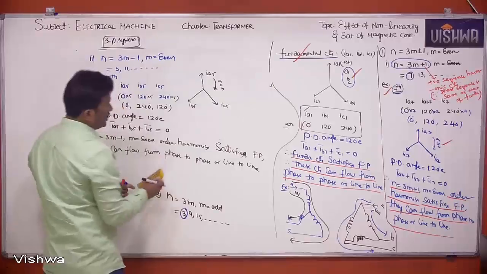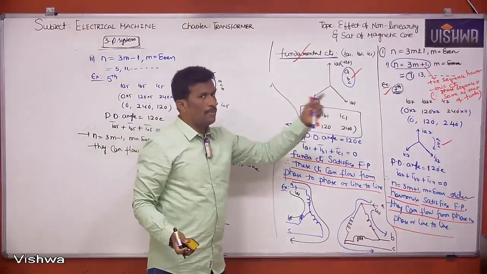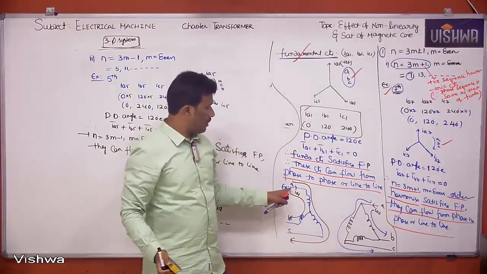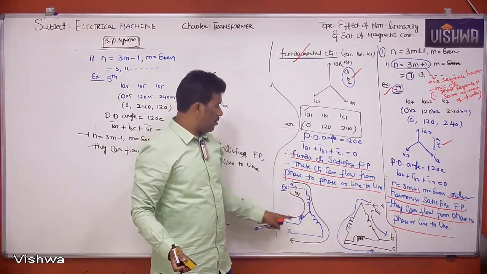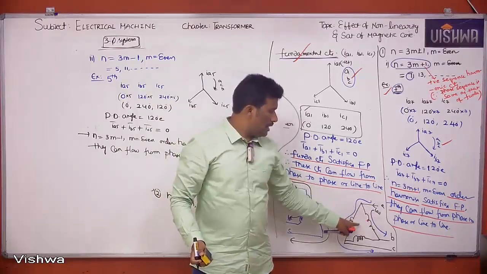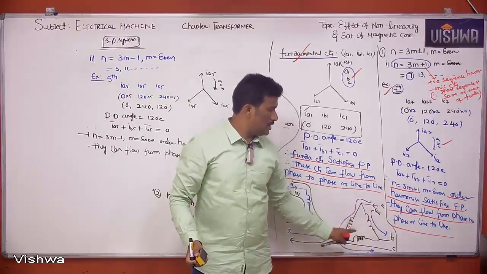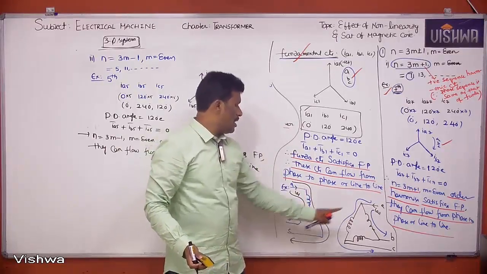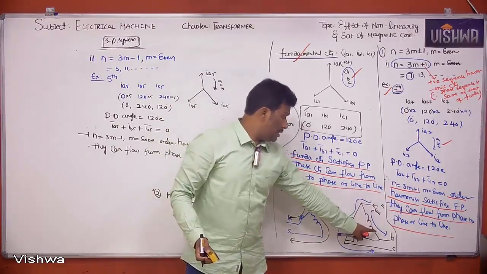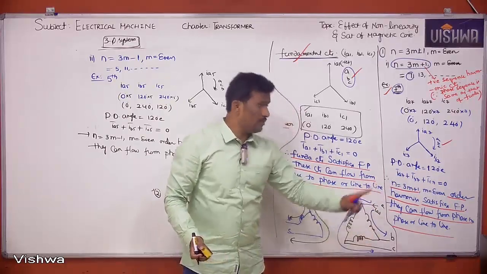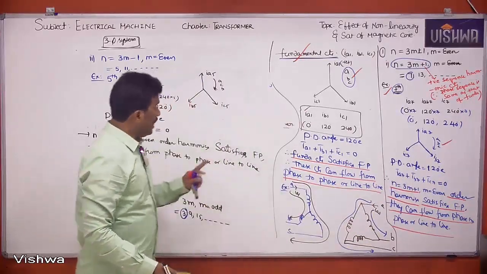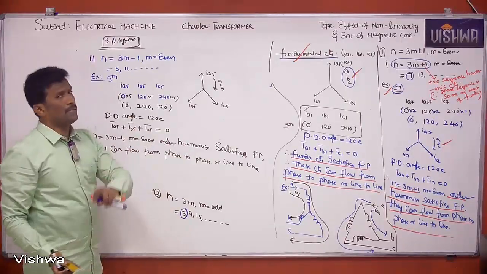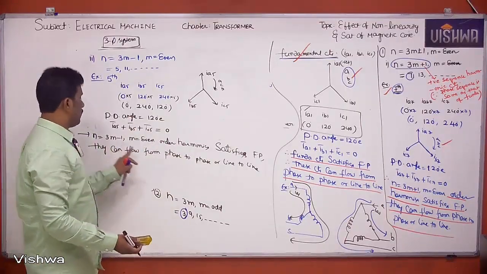You may get one doubt. See, n equal to 3m plus 1 is also satisfying the fundamental property. They are flowing from phase to phase. For example, fundamental currents flow from A to B, A to C. Even for delta, if you take IA1, it flows from A to B, A to C. Similarly IA7, IB7, I7 in delta will flow from phase to phase or line to line. Similarly, n equal to 3m minus 1 order harmonics also satisfy the fundamental property, and those currents also can flow from phase to phase or line to line.